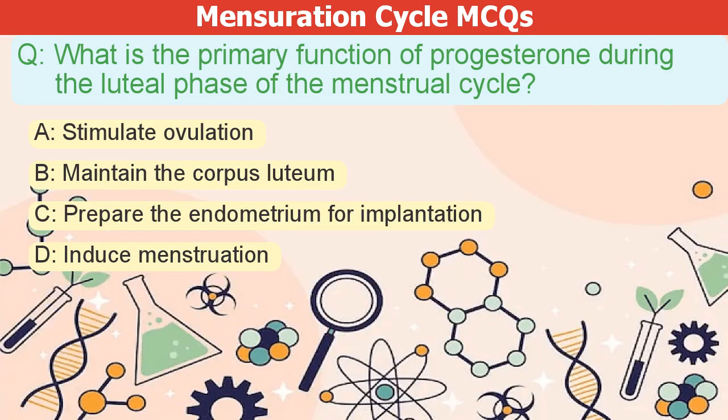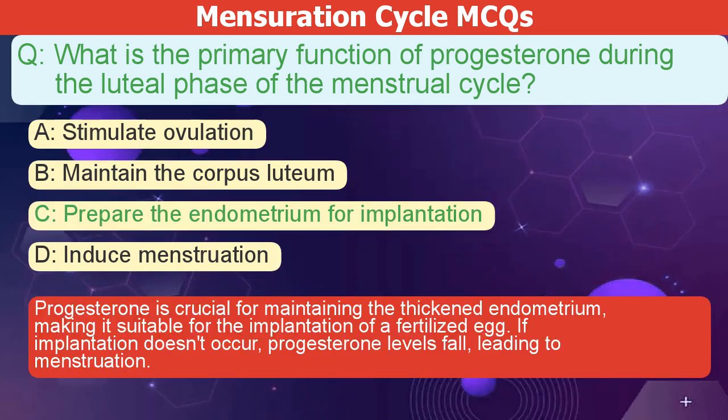What is the primary function of progesterone during the luteal phase of the menstrual cycle? A. Stimulate ovulation. B. Maintain the corpus luteum. C. Prepare the endometrium for implantation. D. Induce menstruation. The correct answer is C.